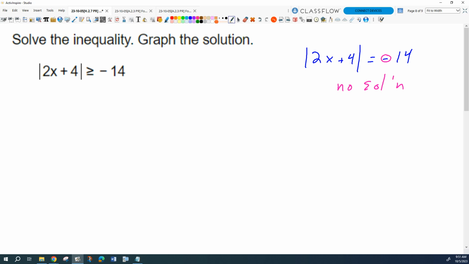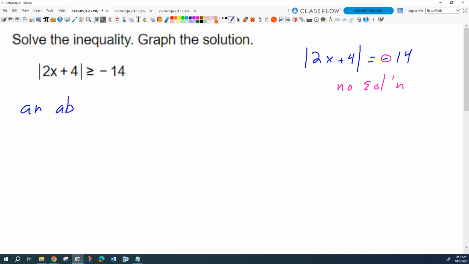Always, isn't it? An absolute value output is always non-negative. Could be zero or positive, but it could never be negative. So wouldn't you agree that this is always true? So what's the answer to this one? Infinite, all reals. That makes sense because that's a statement that is always true.